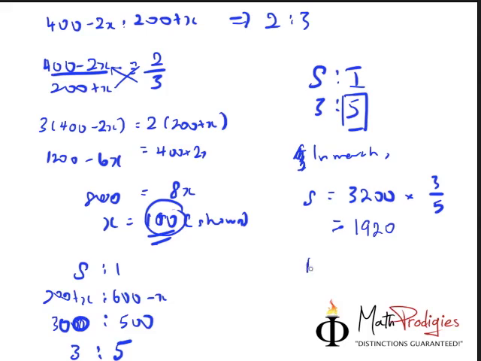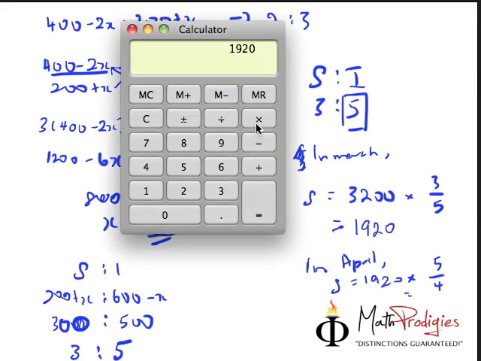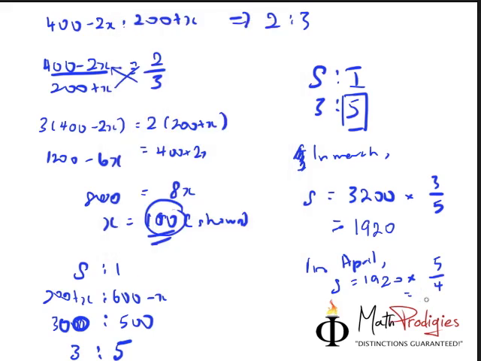In April, he saved a quarter more. Therefore, in April, his savings equals 1920 divided by 4, because it's a quarter, times 5, because now he saved one quarter more. So you get 1920 divided by 4 times 5, and the answer is 2,400. So that is the answer.